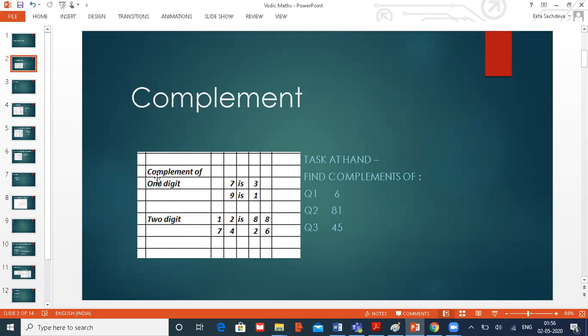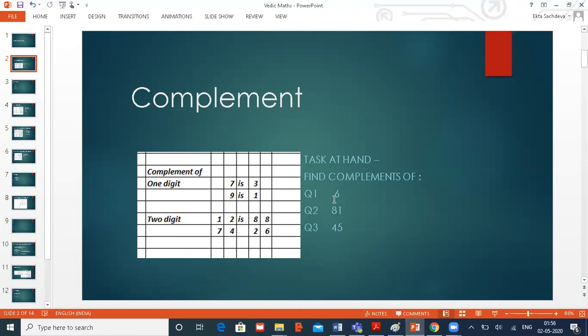Suppose if I have to look for the complement of a one-digit number, say it is 7. So what is the complement of 7? It is 3. For 9, it is 1. What we understand is that the complement of a number is such that when you add the number to its complement, you get a base 10 if it's one digit, and you get a base 100 if it's a two-digit number. For example, if I have got 12, its complement is 88. If I've got 74, the complement is 26.